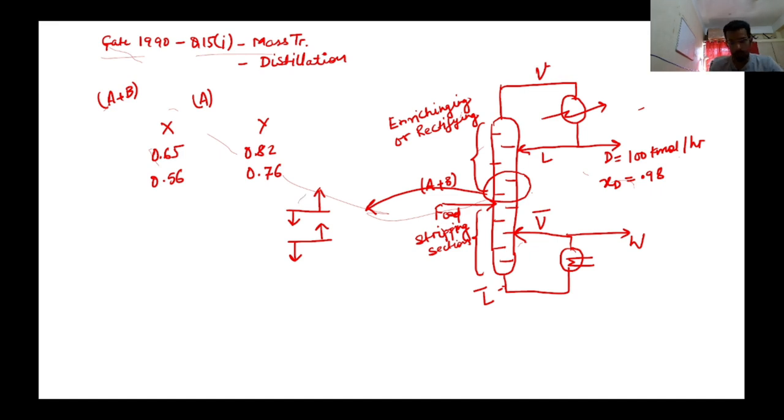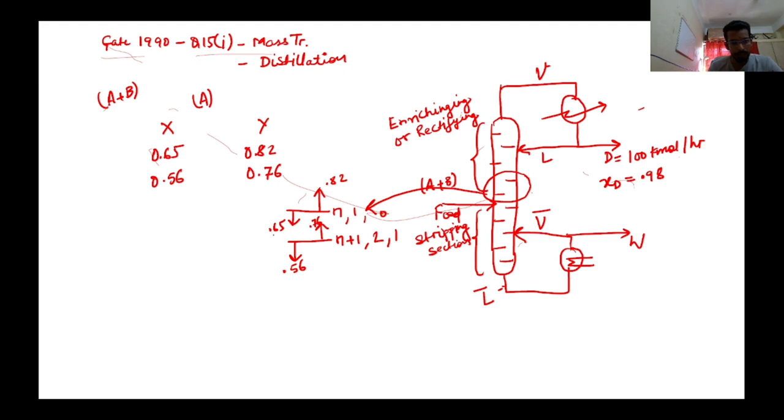Like, suppose if I write this as plate n and n plus 1, or I can write it 1, I can write it 2, I can write it 0, I can write it 1, anything you can write. So this composition is 0.65 and this composition is 0.56. This composition is 0.76 and this composition is 0.82.